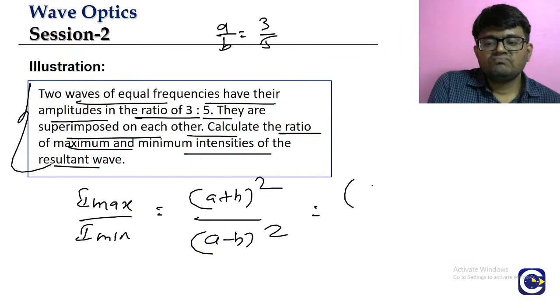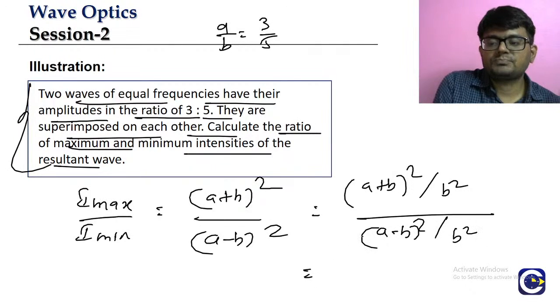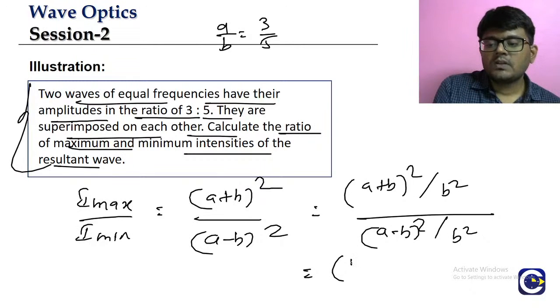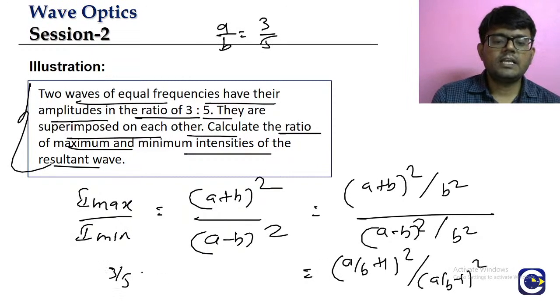Numerator and denominator, right? A plus B whole square divided by B square, A minus B whole square divided by B square. So take the B inside. It will be what? A by B plus 1 the whole square divided by A by B minus 1 the whole square. What is A by B? Means 3 by 5, right? Substitute. Okay. So what we'll get? 3 by 5 plus 1 divided by 3 by 5 minus 1 the whole square.